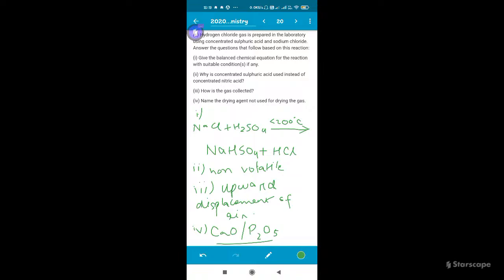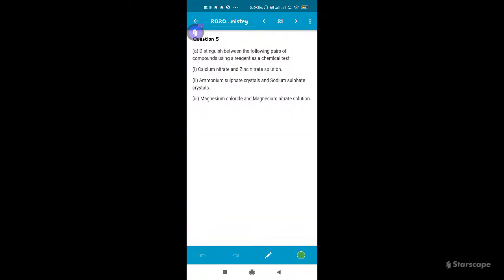Let's move on to the next question, question number 5. You have to distinguish between the following pair of compounds by using a reagent as a chemical test. You don't have to write the reactions. See, in the question you have not been asked to write the reactions anywhere. You just have to write the reagent which can be used and what happens when that reagent is given, so that you can understand the possible changes in color or smell or maybe any other thing. So let's see. Your first question is calcium nitrate and zinc nitrate.